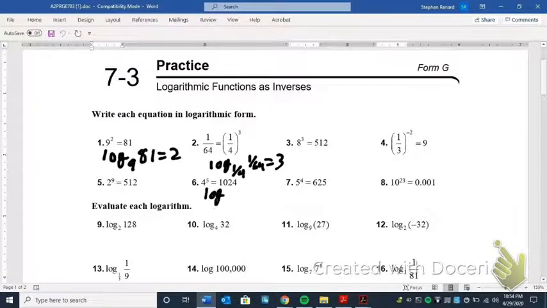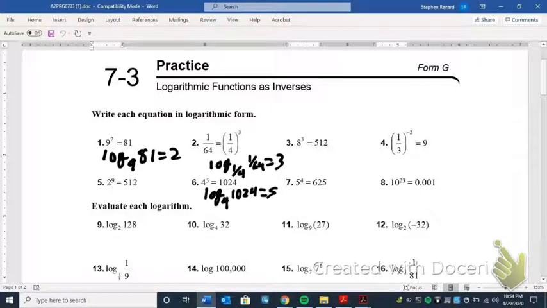Number 6, so log, what's our base? 4. What's our answer? 1024. And what's our exponent? 5. Okay, that's it.